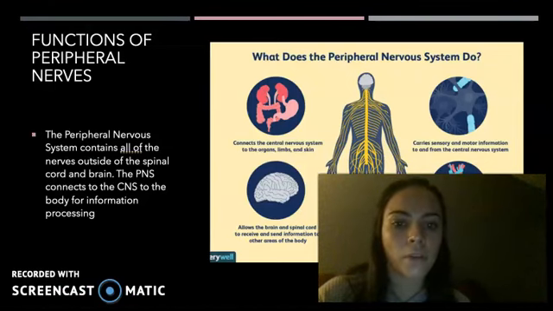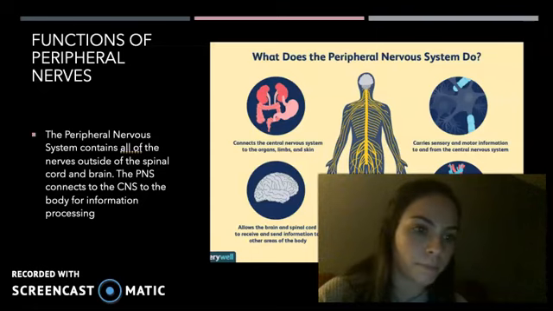The peripheral nervous system contains all of the nerves outside of the spinal cord and the brain. The PNS connects the body to the CNS for information processing.